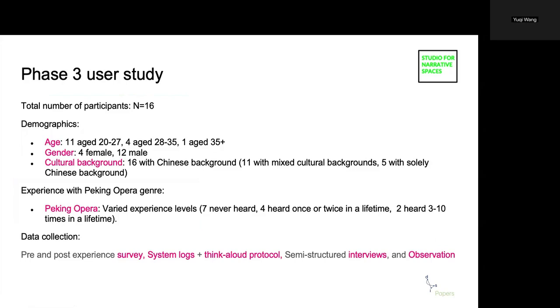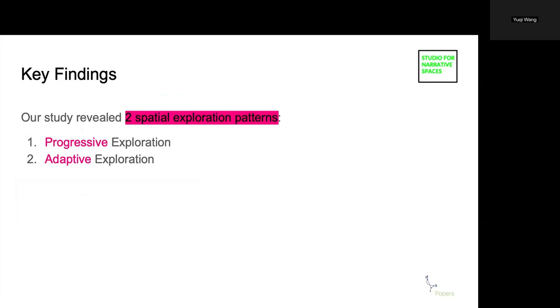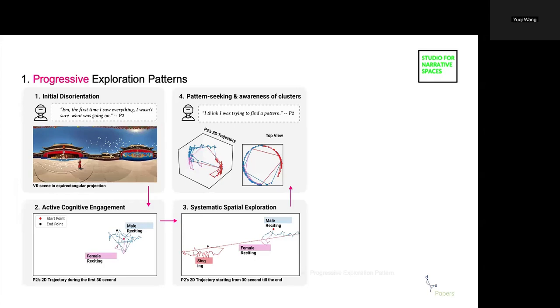With the final prototype, we conducted our final study. Our final study involved 16 participants. All of them had Chinese cultural background. Their familiarity with Peking Opera varied widely. Some had never heard of it, while others have engaged with it several times in life. From our analysis, we observed 2 dominant spatial interaction patterns.